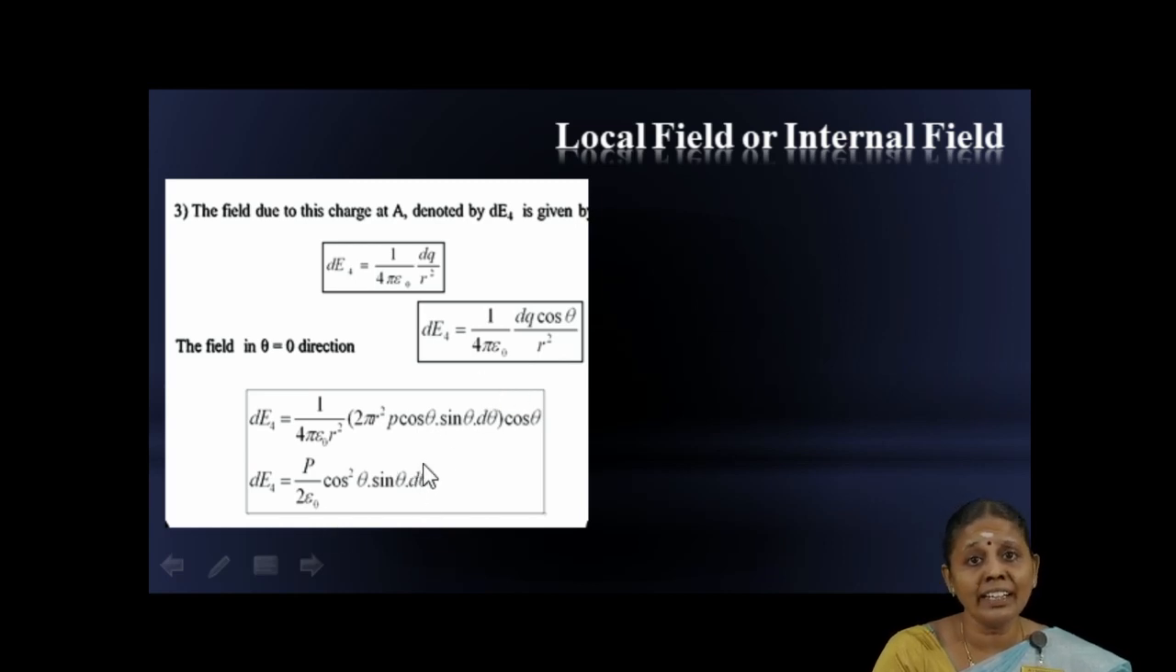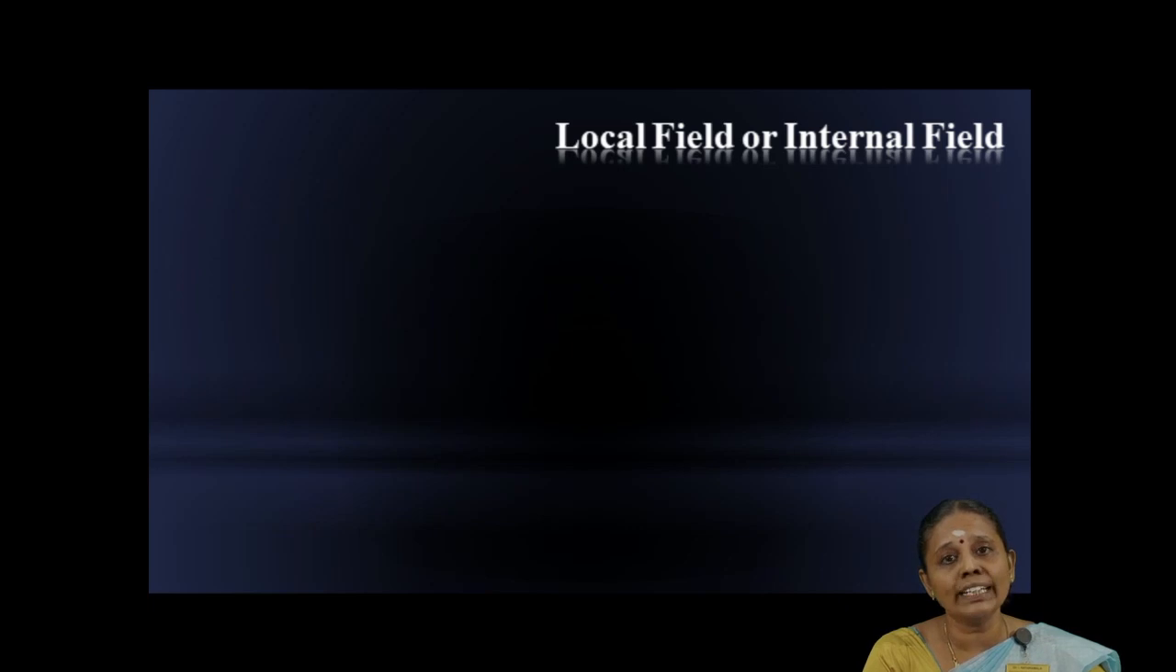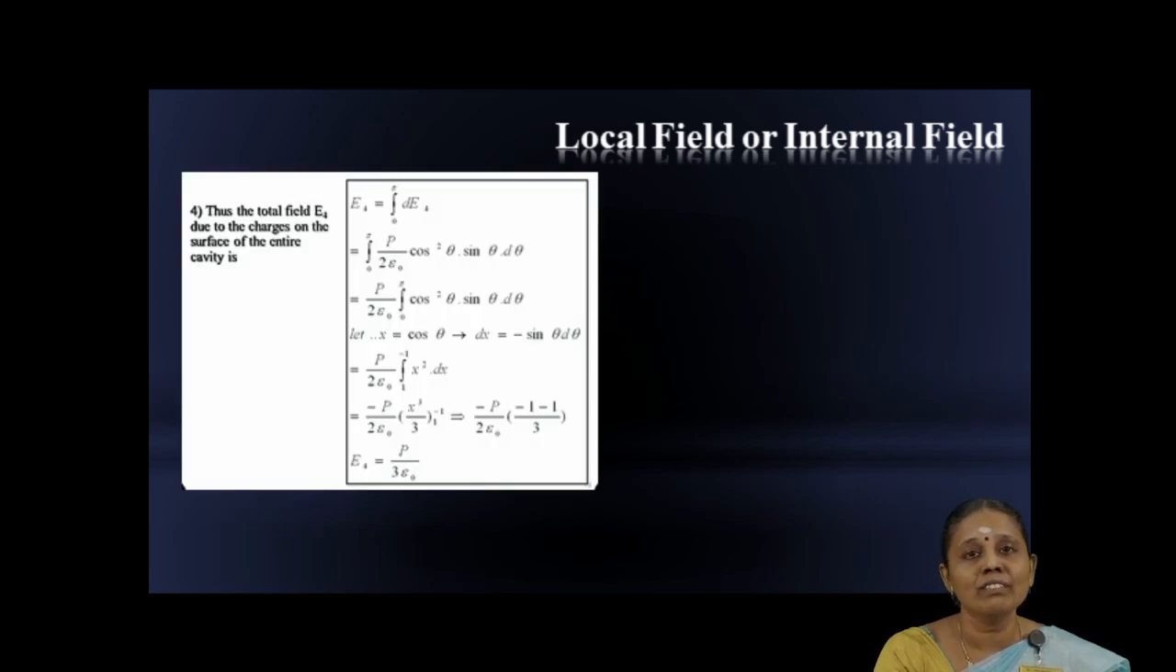But we are in need of the electric field intensity E4 only. So, in order to do this, we have to integrate the equation with respect to 0 to pi. So, E4 is equal to integral 0 to pi dE4. After performing integrations, we have to assume some small steps. Let us consider x is equal to cos theta. So, therefore, dx becomes minus sin theta d theta.